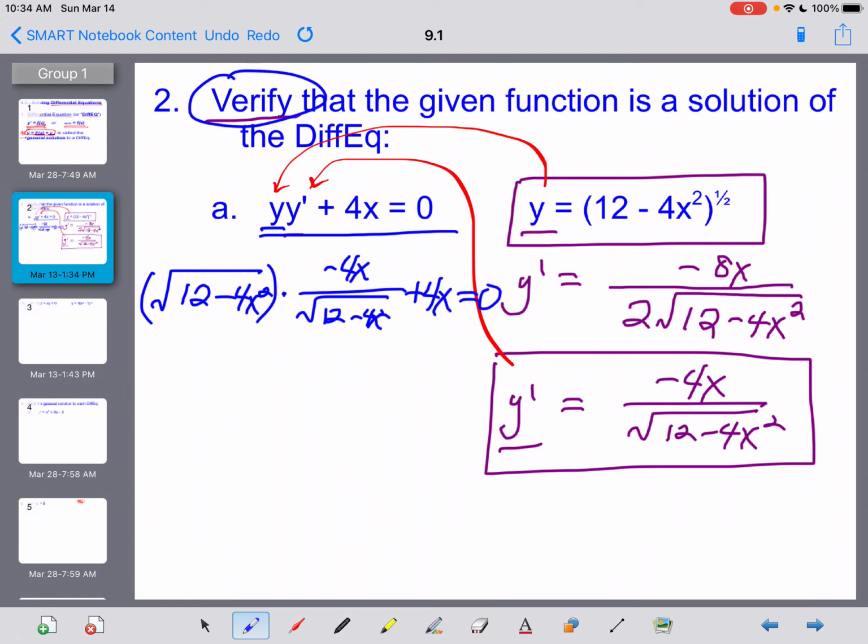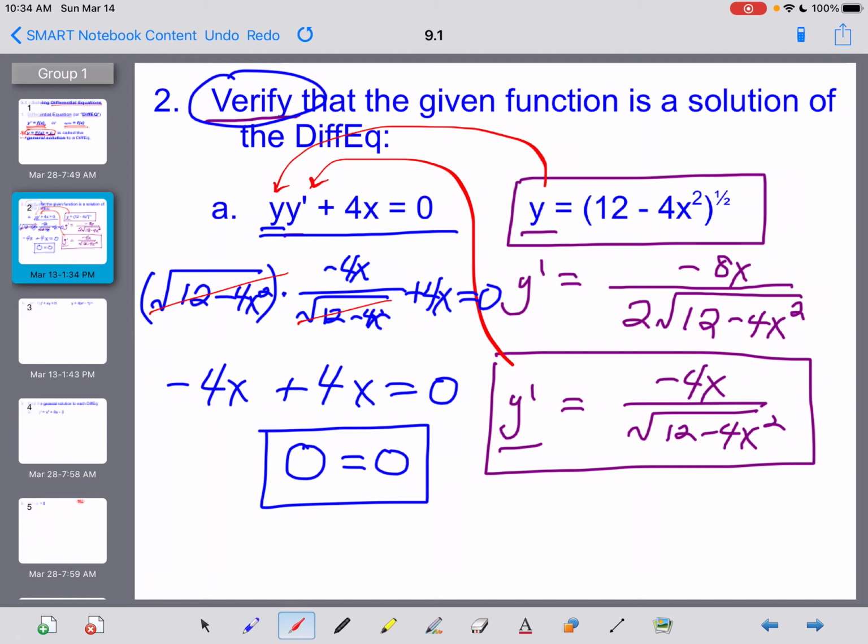And again, the directions are to verify that. I just need to make sure that I can simplify my left side and get it to equal exactly what the right side equals. And I don't think this one's too bad. We are multiplying by the square root of 12 minus 4x squared and then dividing by that, so they simply cancel each other out. And we're left with negative 4x plus 4x should equal 0. And last I checked, those two terms are opposites, so when we add them, we get 0 equals 0. And when you've got your left side and your right side equal to each other, you have verified the original statement, the original identity, and hooray, we got that one right.